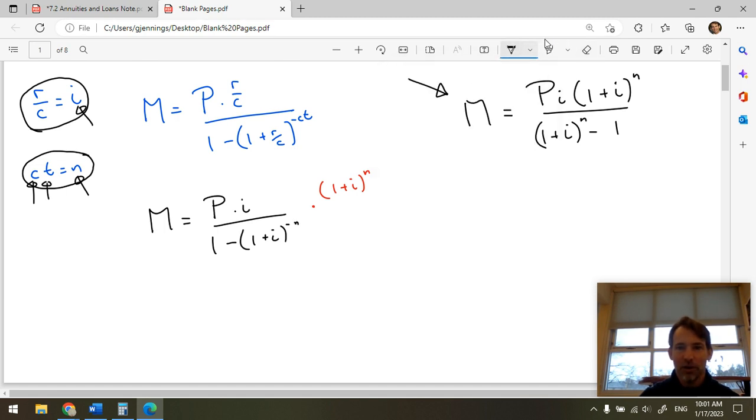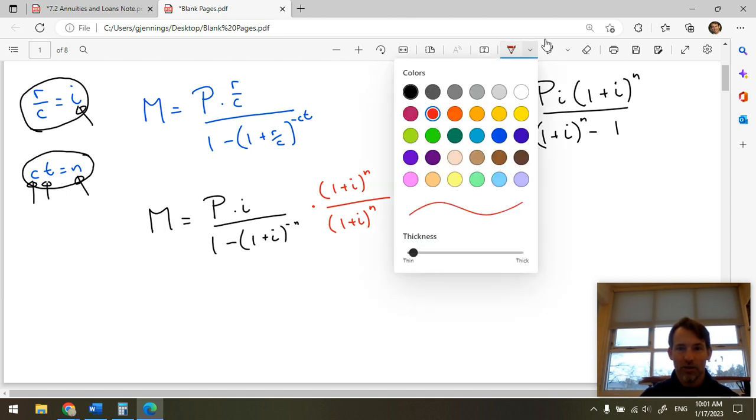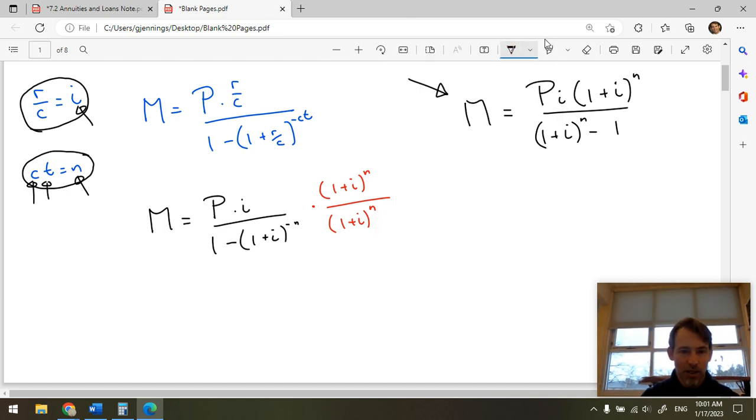Now we're going to multiply that top and bottom. We know that multiplying something by the top and the bottom, the same thing, doesn't change it, because that's just a way of multiplying by 1. So P times i times (1 plus i) to the n. What will that give us as the numerator? Well, that will be the principal borrowed multiplied by the interest rate per compounding period multiplied by the growth factor, which is 1 plus that interest rate raised to the power of the number of compounding periods. That's the numerator.